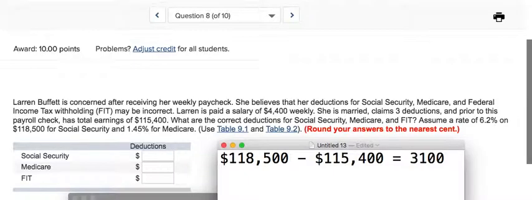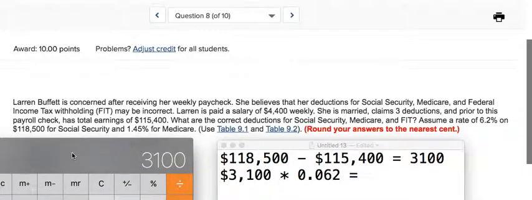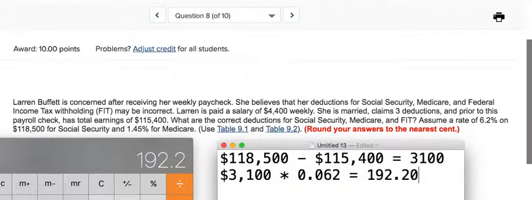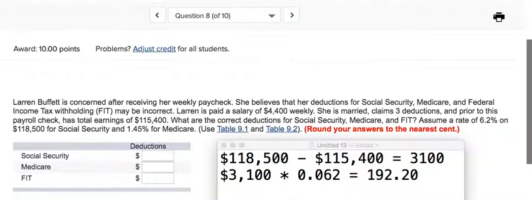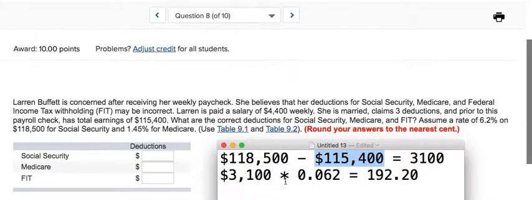So take that 3,100, or you'll have a different number, but the difference between 118,500 and the amount that they've earned so far in the year, and multiply that by the Social Security tax rate of 6.2%. So for this first box, 3,100 times 0.062. I get $192.20. So you should probably get something around that for your question. Your number here will be different, so that will change this number, which needs to be this number multiplied by 0.062. That's how you do the first part.